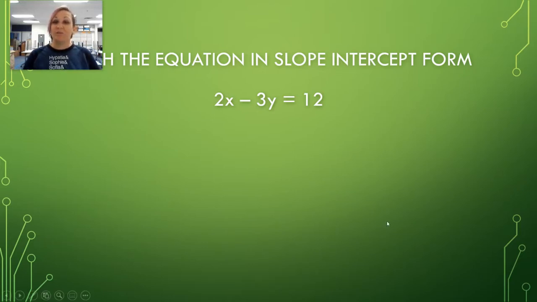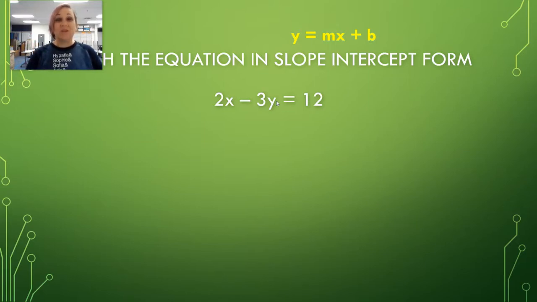When changing something from standard form into slope-intercept form, first it's important to remember what slope-intercept form looks like. It's y equals mx plus b. So our main goal in all of the problems today is going to be to get the letter y all by itself. To change from standard form to slope-intercept form, it's always going to be only 2 steps.